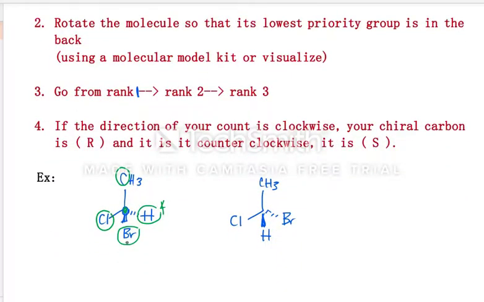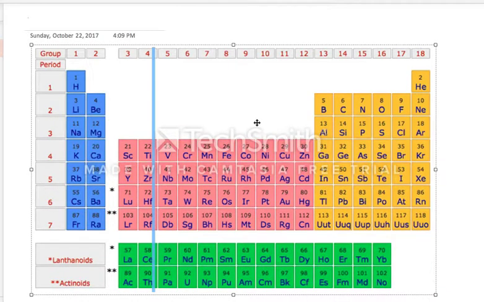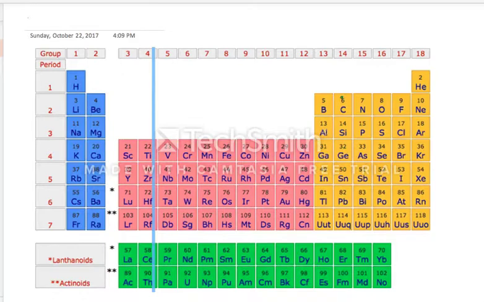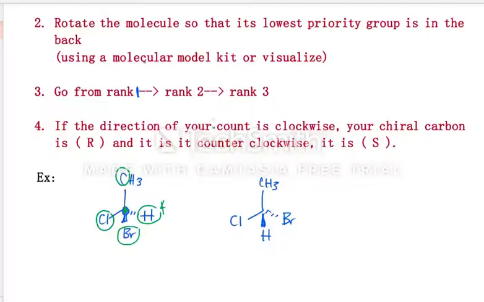Carbon and chlorine and bromine, let's compare these 3. On the periodic table, carbon has a number of 6, chlorine 17, bromine is 35. Which one is the highest priority? Bromine, then chlorine, then carbon. So let's number them. This is number 4, 4th priority. Carbon, well, this one is number 1. This one is 2. This one is 3.